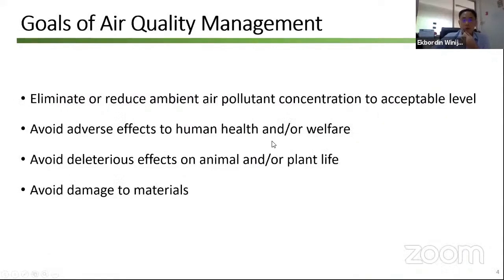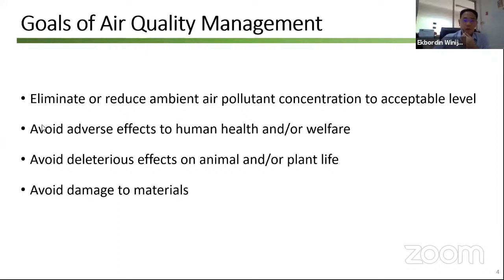Okay, talking about the goals of air quality management, the first one is to eliminate and reduce the ambient air pollution concentration to an acceptable level. This acceptable level can be any level that may be set by the ambient air quality standard of the government, or if the government focuses only on the health of the people, maybe they can look to the WHO level, so that it's going to be a very low concentration that people will be exposed to.